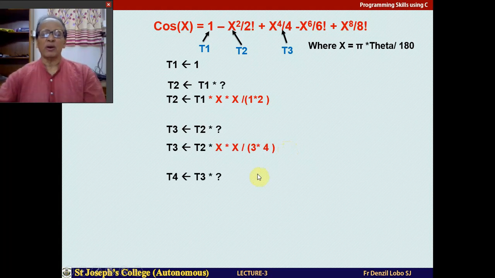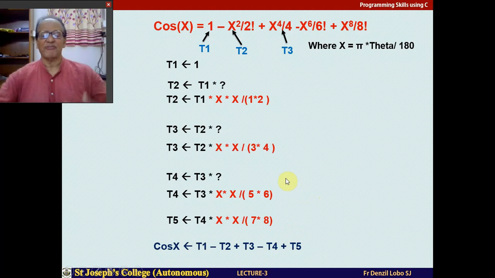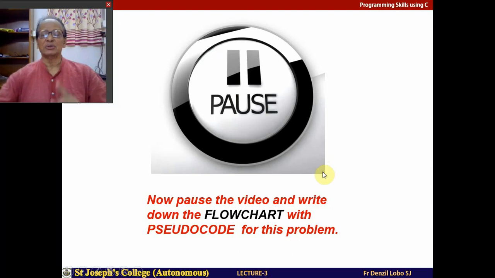How do you get T4? Now you write T4 is equal to T3 into x squared divided by 5 into 6. Therefore, you get 6 factorial because there is already 1 into 2 into 3 into 4. I multiply by 5 into 6. It becomes 6 factorial. And the fifth term is got by multiplying T4 with x squared divided by 7 into 8. And therefore, we have got all the 5 terms. And very simple, cos x is equal to T1 minus T2 plus T3 minus T4 plus T5. And you can display this value. Kindly go through this again, and it is your task now to convert that into a better flowchart.